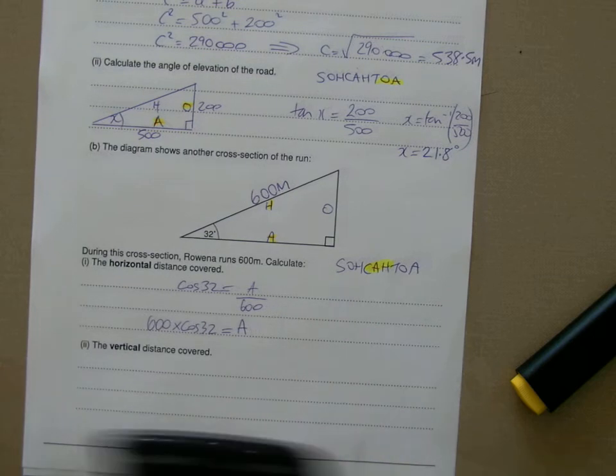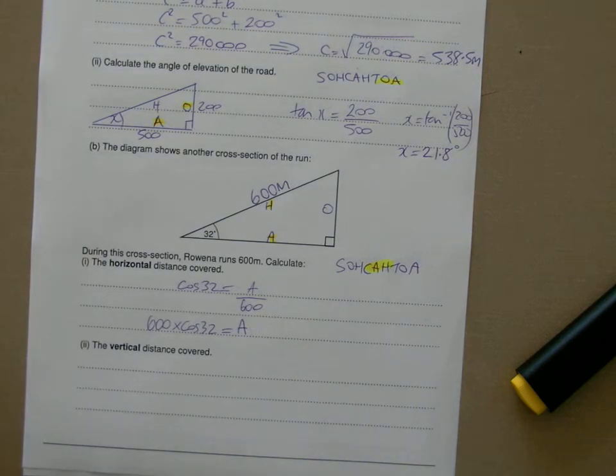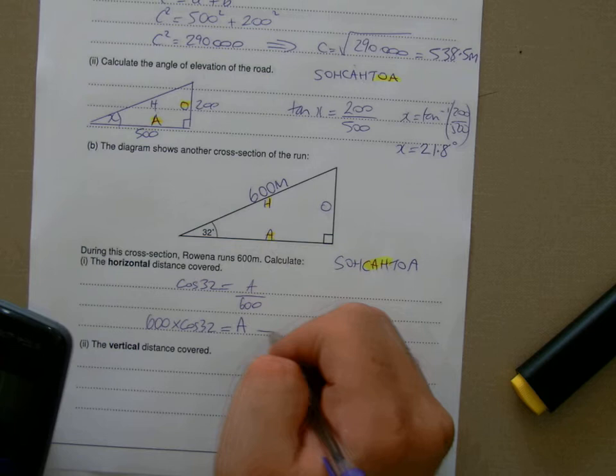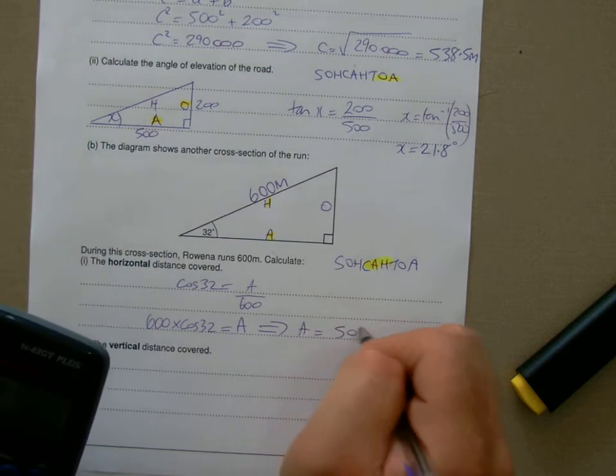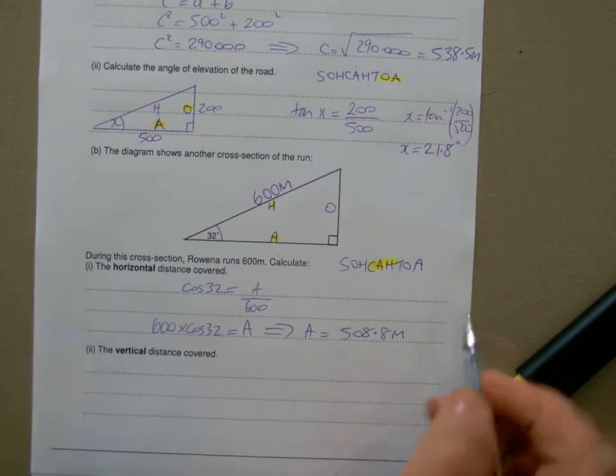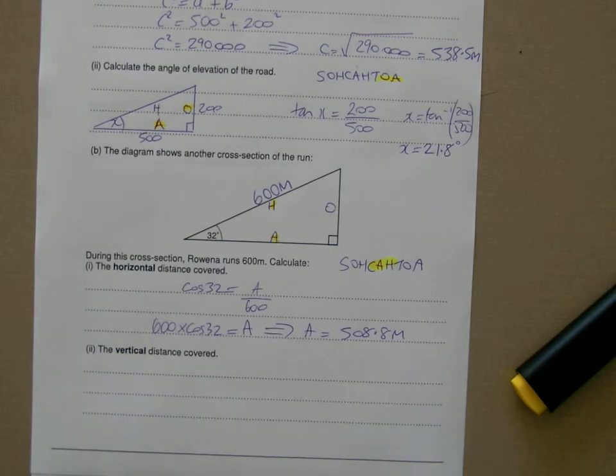Okay, let's get my calculator. 600 times cos 32, and that will come out to be 508.8 meters. Okay, and we've got our horizontal distance. Similar situation then to work out the vertical.